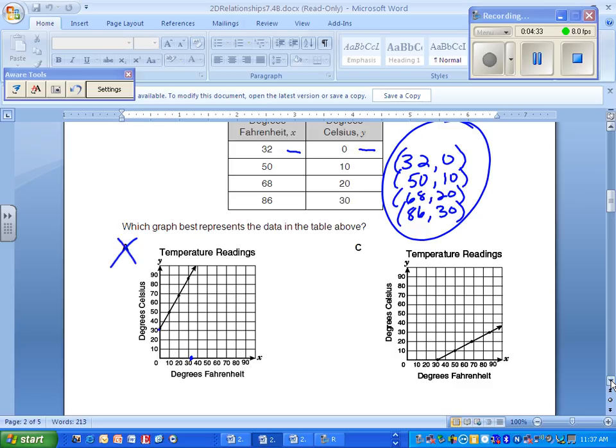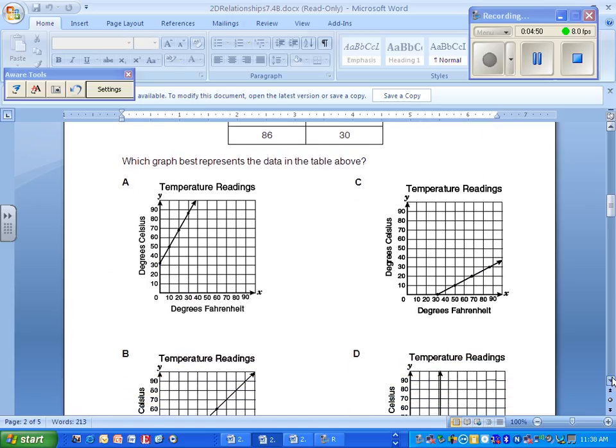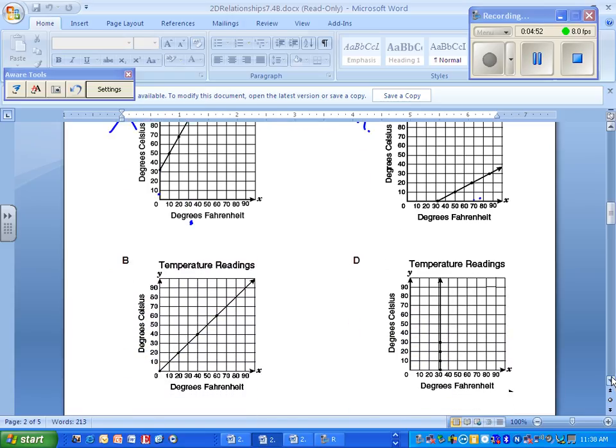I can just look over here at C, and already I'm seeing that I think this one's it. I think C is going to be it just by looking at it, but I'm going to check the other ones just to be sure. This one on letter C looks like I'm graphing the ordered pairs, the coordinates that I want. This is not going to give me what I want.